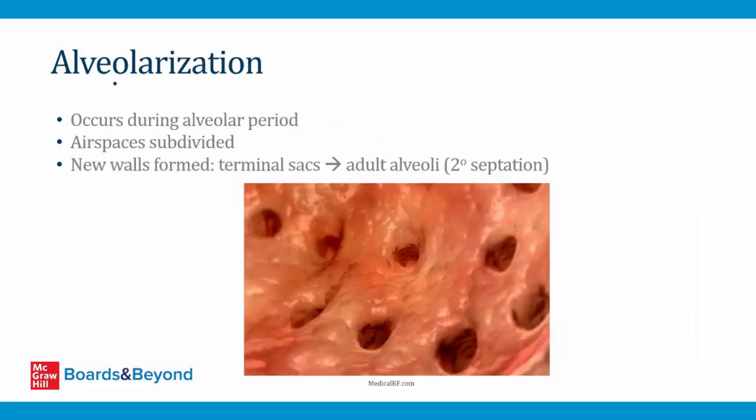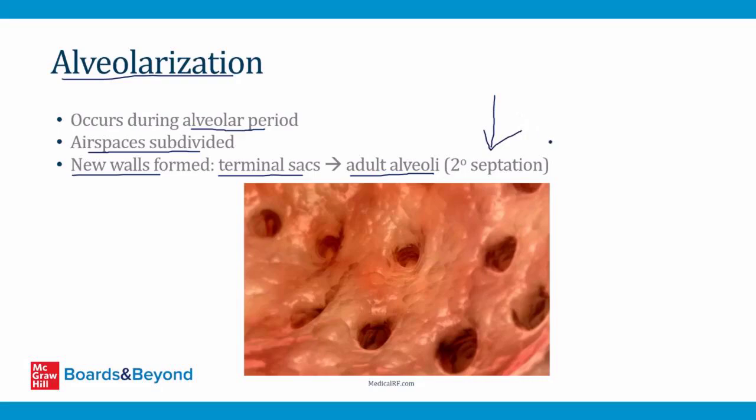So a key term to be familiar with is alveolarization. This is the process that occurs in the lungs during the alveolar period. What's happening is the air spaces are being subdivided. New walls are forming, and those larger terminal sacs are being divided into smaller and smaller alveoli that will eventually become the adult alveoli. This process is called secondary septation.